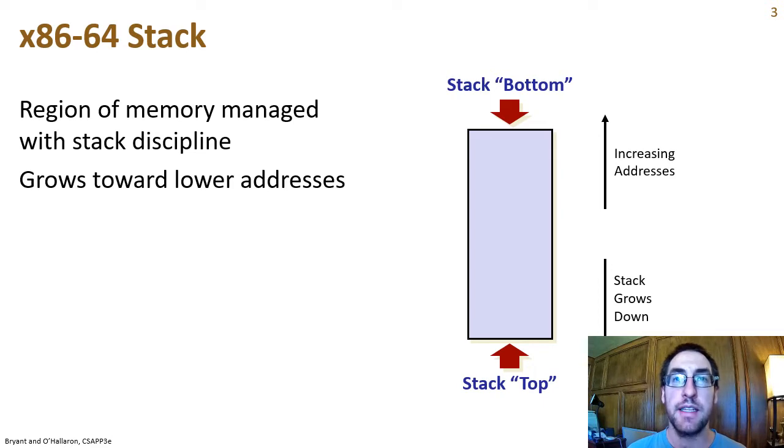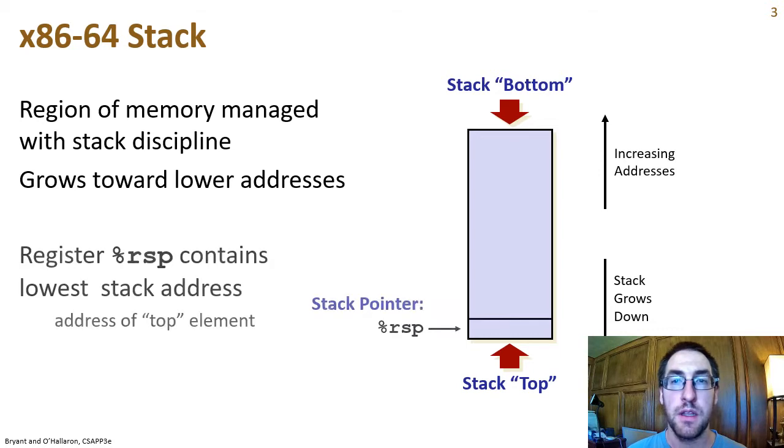The call stack is a dynamically allocated memory region that grows like a stack data structure. That is, a last in, first out, or LIFO, discipline. The x86-64 call stack grows down toward smaller addresses. Some ISAs have stacks that grow up, and some allow software to decide which direction the stack grows.